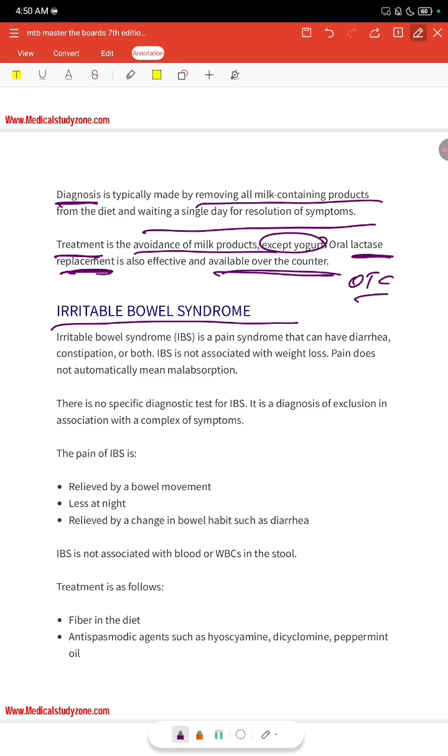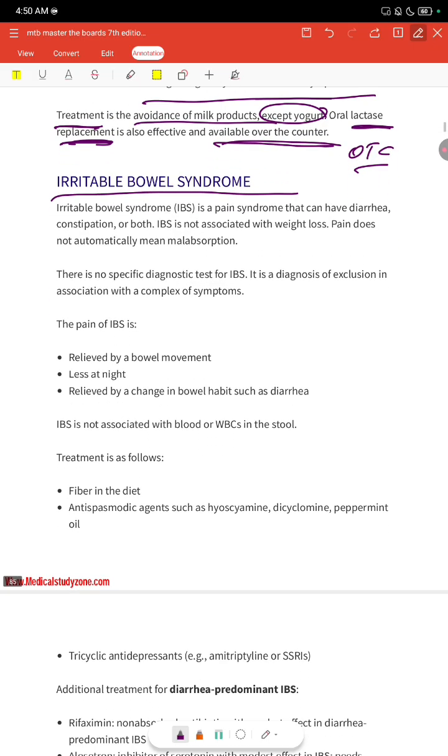Irritable bowel syndrome, IBS. Irritable bowel syndrome is a pain syndrome that can have diarrhea, constipation, or both. So it is either diarrhea dominant, constipation dominant, or mixed, both. IBS is not associated with weight loss, same as lactose intolerance. Pain does not automatically mean malabsorption, but it is a pain syndrome.